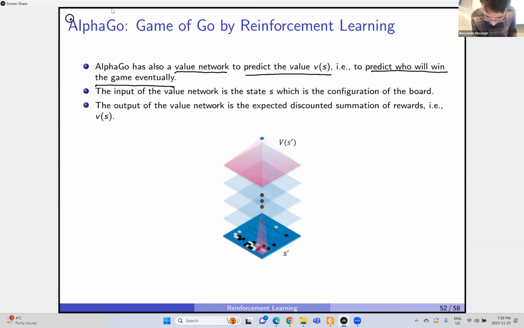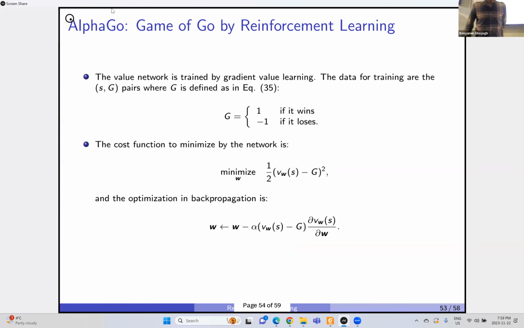The input of the value network is the state S, which is the configuration of the board, and the output is the discounted summation of rewards, the value. Bellman equation, right? Again, they use G, but they don't use the total discounted reward. They simplified it. They say if it wins, G equals 1. If it loses, G equals -1. This is the value network. Its output should predict G, whether it wins or loses, 1 or -1. So they use a mean squared error between these two.